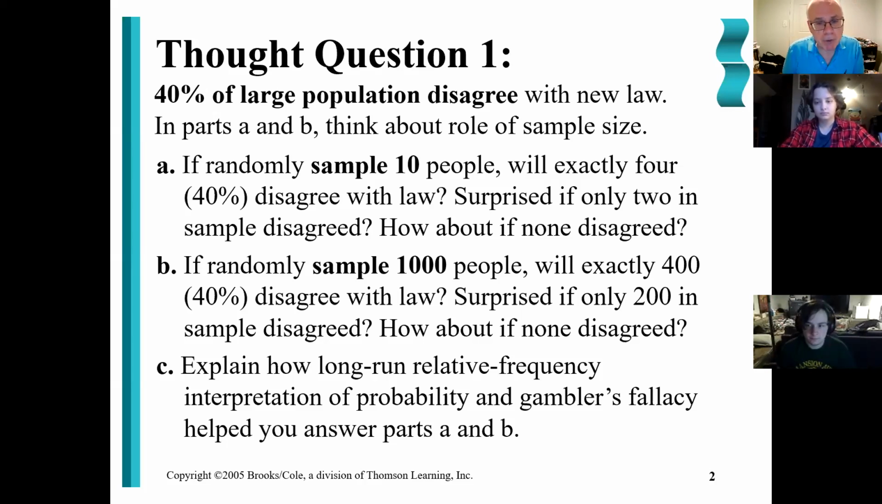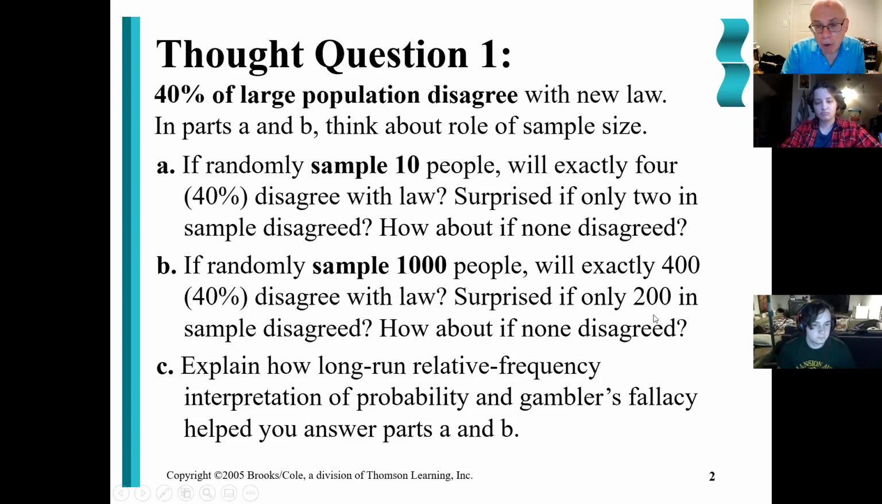How about with a sample of 1,000? Number one, would you expect exactly 400 to disagree with the law? No, right? You wouldn't expect that necessarily. It could be any number. Think of flipping a coin 1,000 times. Would you get exactly 500 heads? Of course not, right? You can get a variety of answers. But with a larger sample, you're more likely to be closer to, in this case, 400 than you would be with a smaller sample, right? You'd be more likely to be closer to that 40%.